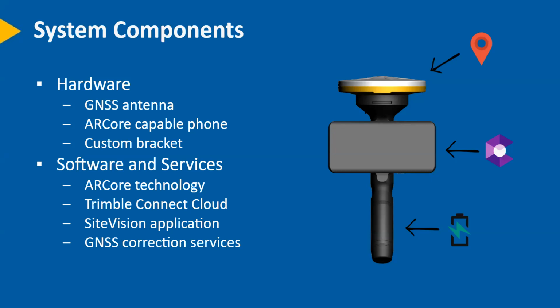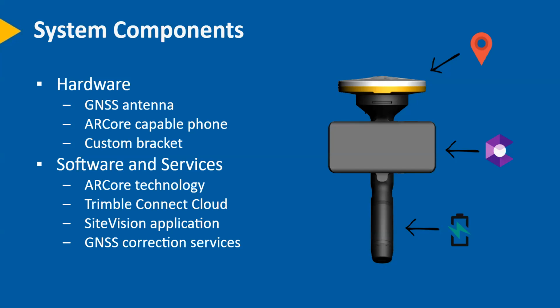For Trimble SiteVision, you need not only that, but also the GNSS antenna, and then something to mount it all on so that it's easily portable and usable. In this case, we provide a wand that has a battery in it, and it all mounts together. So it's a single-handed operation in terms of Trimble SiteVision. On top of the hardware, of course, you need an application. So something like Trimble SiteVision.